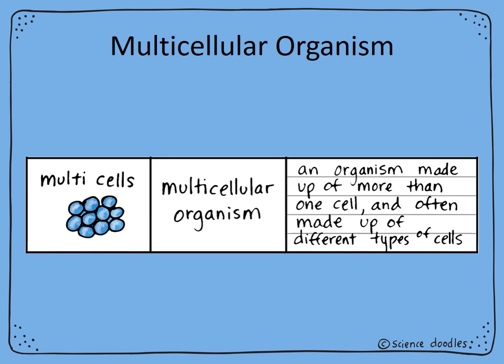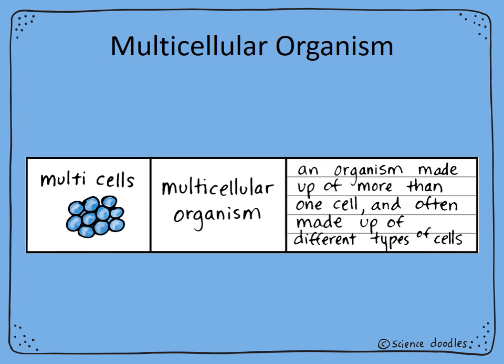All right, so our next word is multicellular, which is basically the exact opposite of unicellular. This year in science, we have all kinds of words where you learn one definition, and the second definition is just the opposite. So this is an organism made up of more than one cell and often made up of different types of cells.